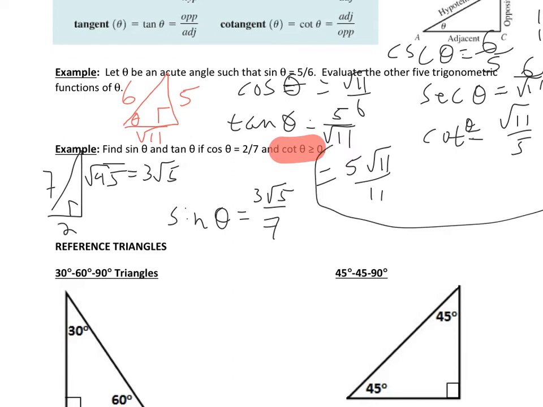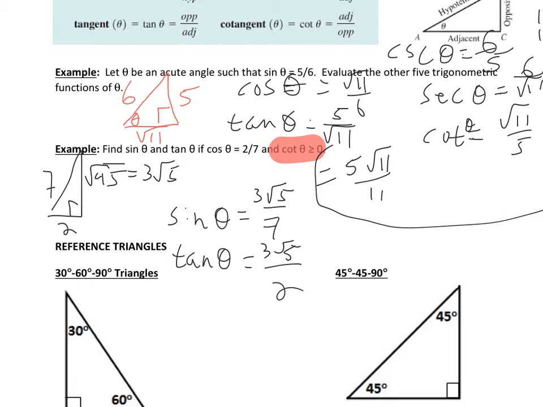Let me get a little bit of room here. The tangent of that particular angle is going to be 3 root 5 over 2. Okay, so pretty easy to do. You just draw yourself a little picture, get the triangle in there, and put the parts in and see what you can do to get the rest.